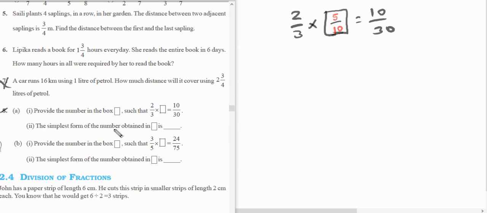Now the simplest form of the number obtained. So जो भी नंबर अपने को मिला है, what is the number we have got here? 5 by 10 we have got here, right. Now इसका सिंपलेस्ट फॉर्म क्या हो सकता है? You can cancel it out by 5. So 5 ones are 5 and 5 twos are 10. So 1 by 2 is its simplest form. So here in this box you can write 5 by 10 and in this box you can write 1 by 2. It is your answer.